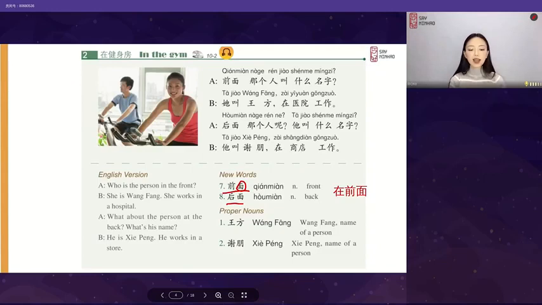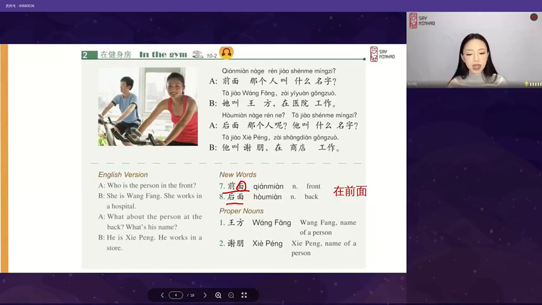And now try to say the person at the back. That person at the back is my friend. 后面那个人, right? 后面那个人是我朋友. Okay. That is enough for the two new words.